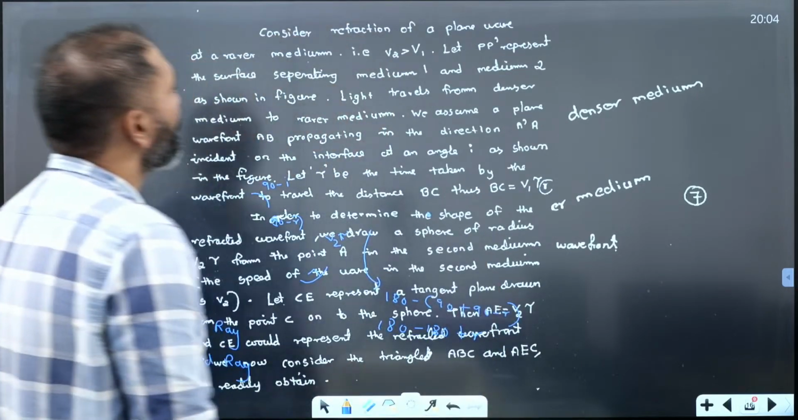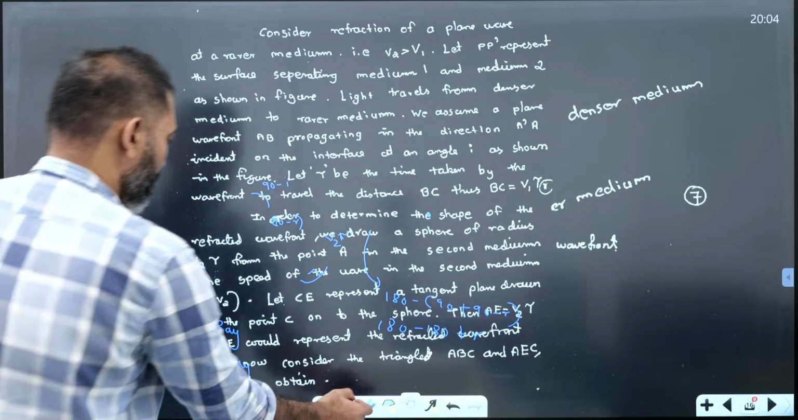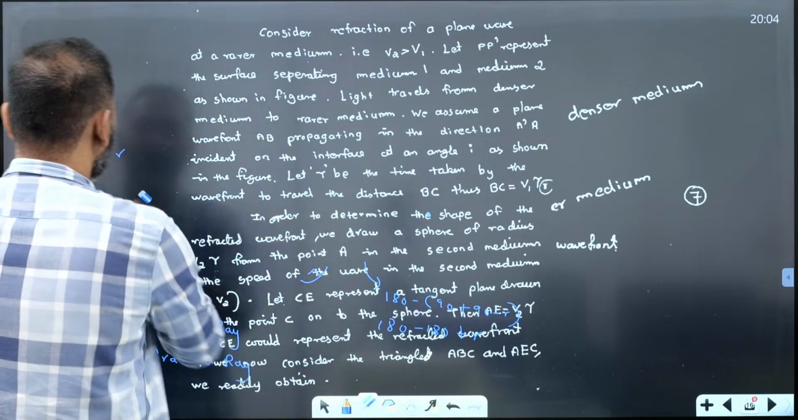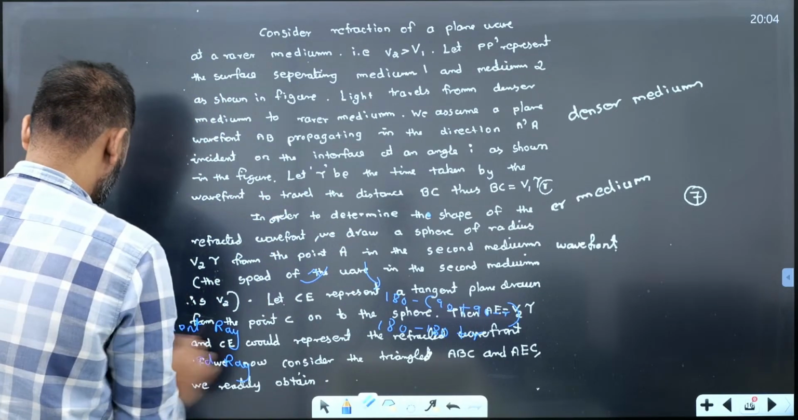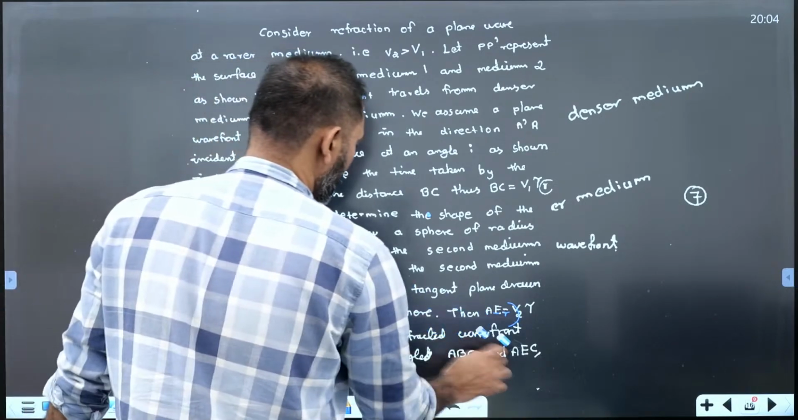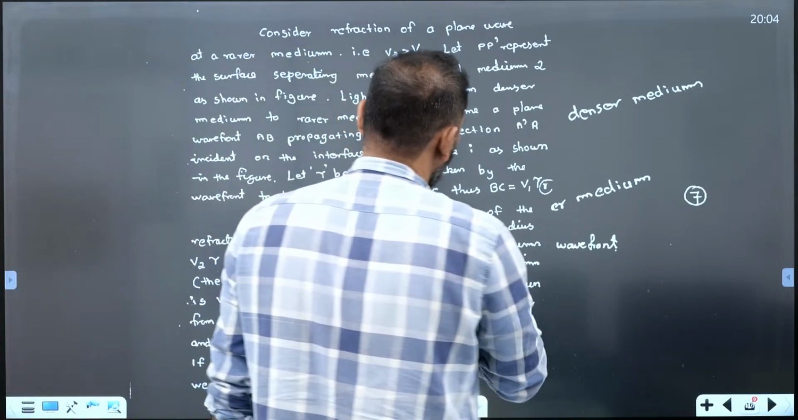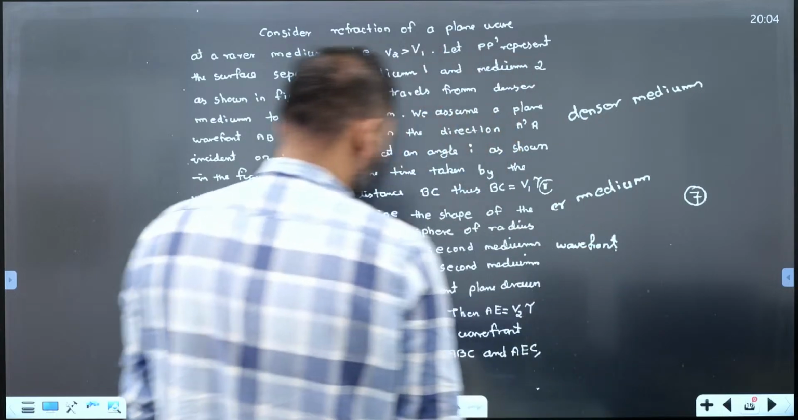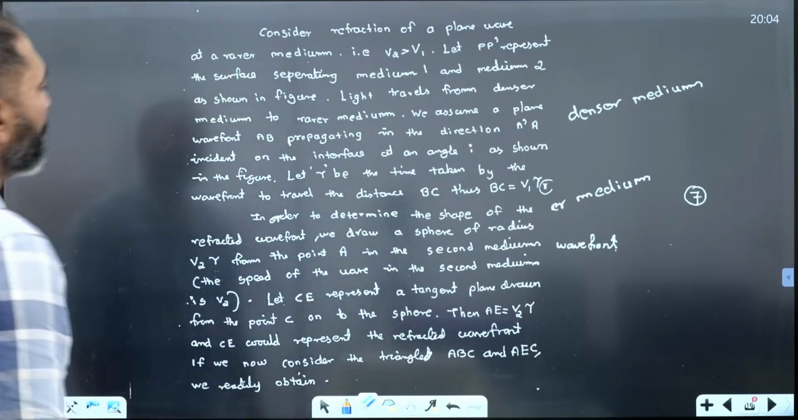Now consider refraction of a plane wave. I hope you have drawn the figure. So just see the theory part. It's a repetition of the first derivation. Let's see.